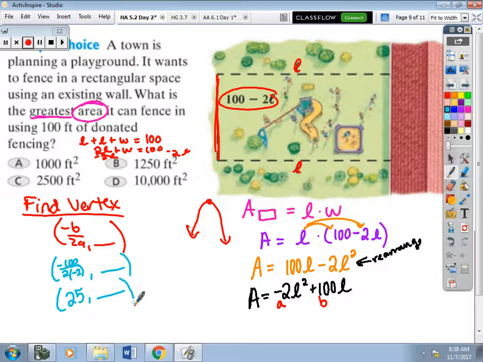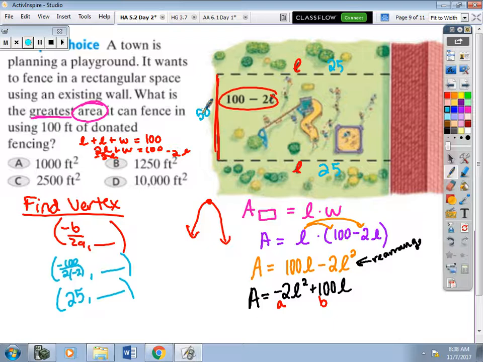Okay, 25 is actually what the L would be. So this would be 25. This would be 25. If they asked us for the dimensions, we could calculate the other one would be 100 minus 50, which would be 50. But the question actually asks you for the area.